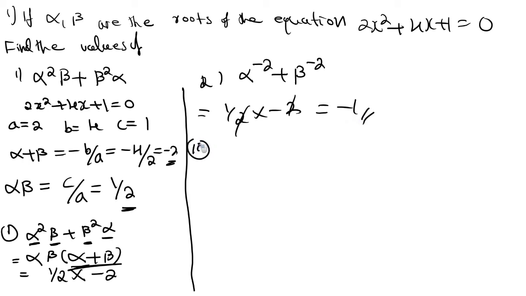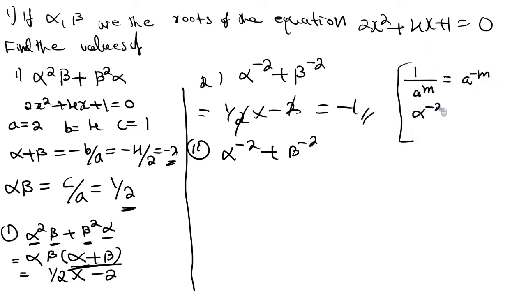See the second question. Alpha to the power minus 2 plus beta to the power minus 2. In the indices chapter, we studied one formula. 1 by a to the power m is equal to a to the power minus m. So alpha to the power minus 2 is nothing but 1 by alpha square, and beta to the power minus 2 is nothing but 1 by beta square.